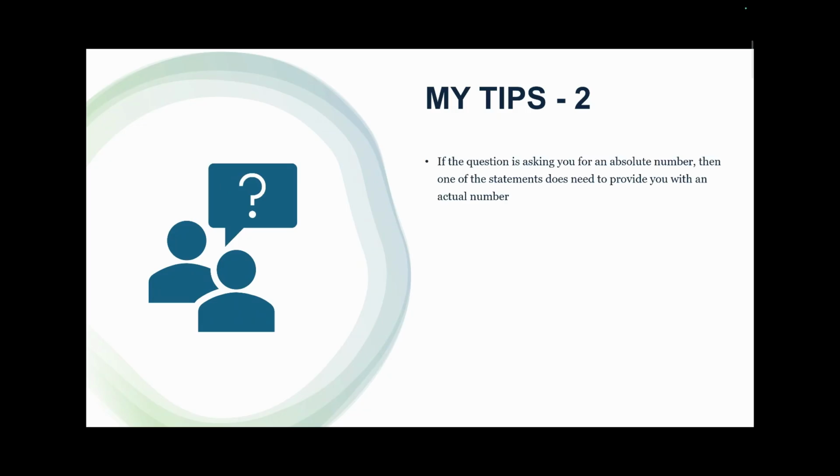If the question is asking you for an absolute value of something, then one of the statements does need to provide you with an actual number. So if you go back to the previous videos where I've said avoid absolute values, remember in all those questions, the question was not asking you for a unique number, it was asking you for some relation or some percentage. But if the question does ask you for an absolute number, what was John's salary in a particular year, then one of the two statements needs to give you an absolute number. If they just give you relationships, that won't suffice.